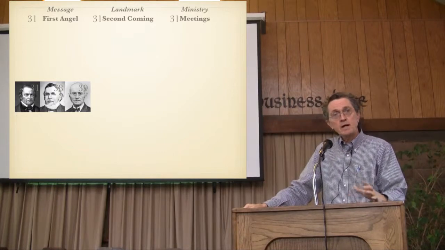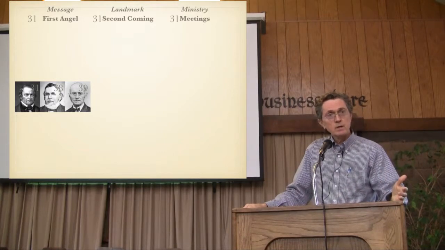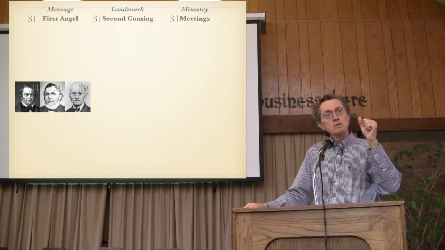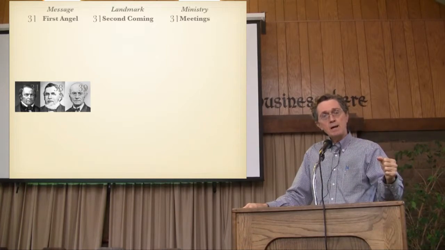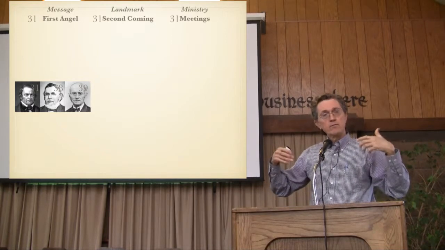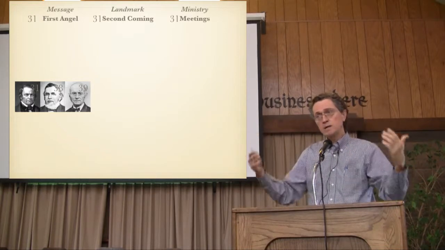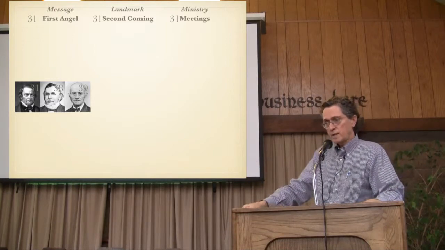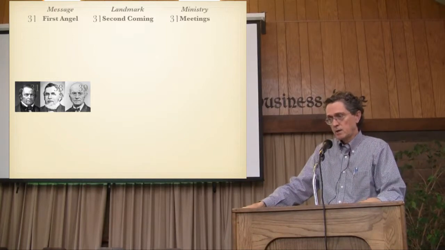1839, this retired sea captain, Joseph Bates, he reads Miller's things, hears about Miller, and he says, this is the truth. I'm going to accept it. I believe what the prophecies are talking about. And he begins to pour the money that he had. He retired with a lot of money as a rich sea captain. He begins to pour that into getting the message out.